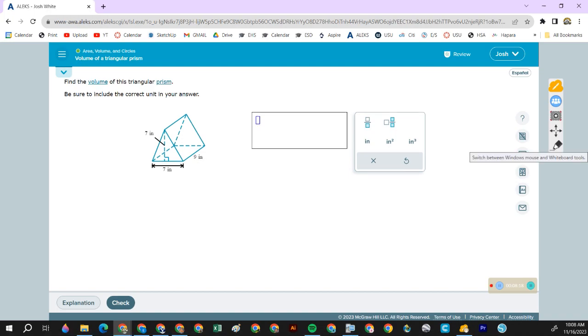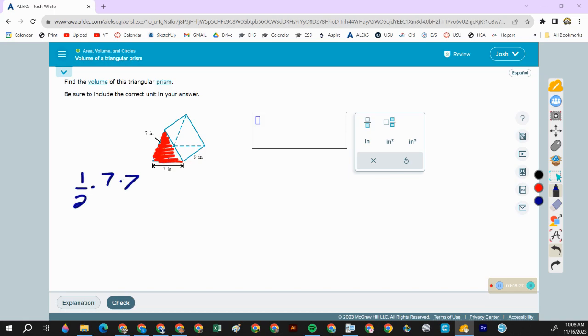All right, a triangular prism. Well, we need the area of this triangle, which is 1/2 times 7 times 7, which is 49/2. And then we're just going to multiply that by 9. And that will be in inches cubed. So find the area of one side and then multiply it by that third dimension.